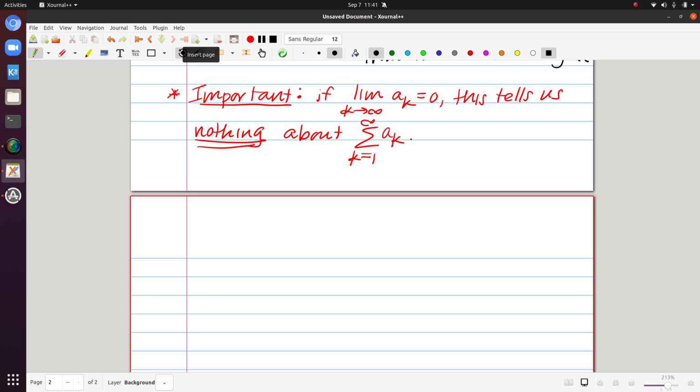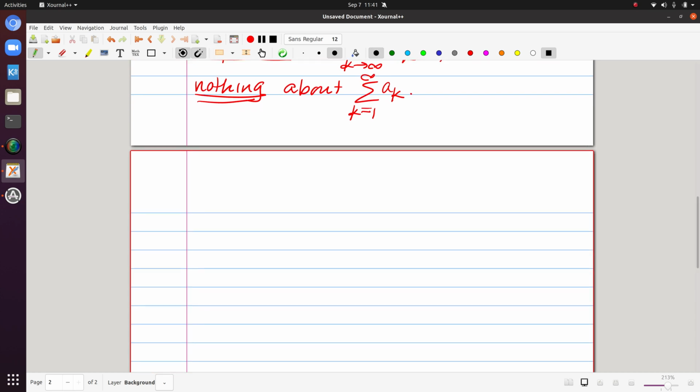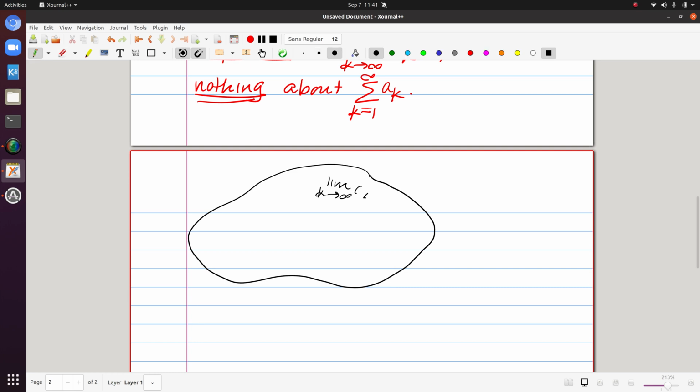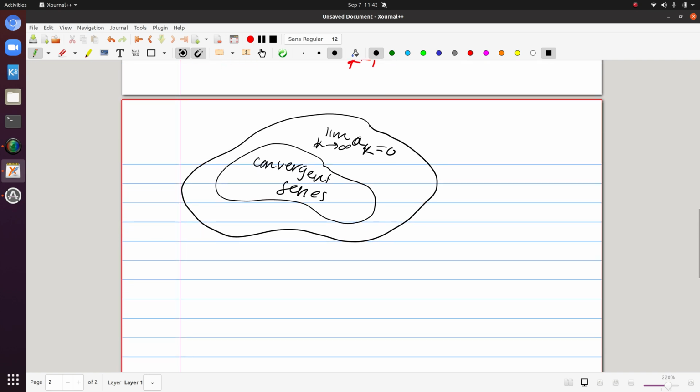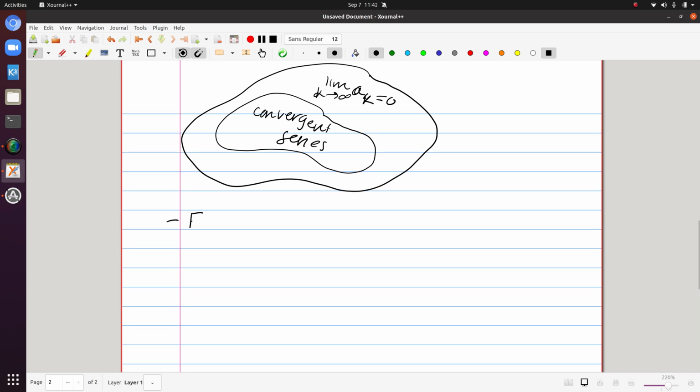So what we can think of here is, essentially, if you think of the collection of all series where the limit of the terms is 0, basically what happens is a subset of this is convergent series. So they're not equivalent. And we saw before that convergent series must have this property, but it turns out that some diverging series do as well. And in fact, we've seen one example of a series that diverges that happens to have terms that approach 0.